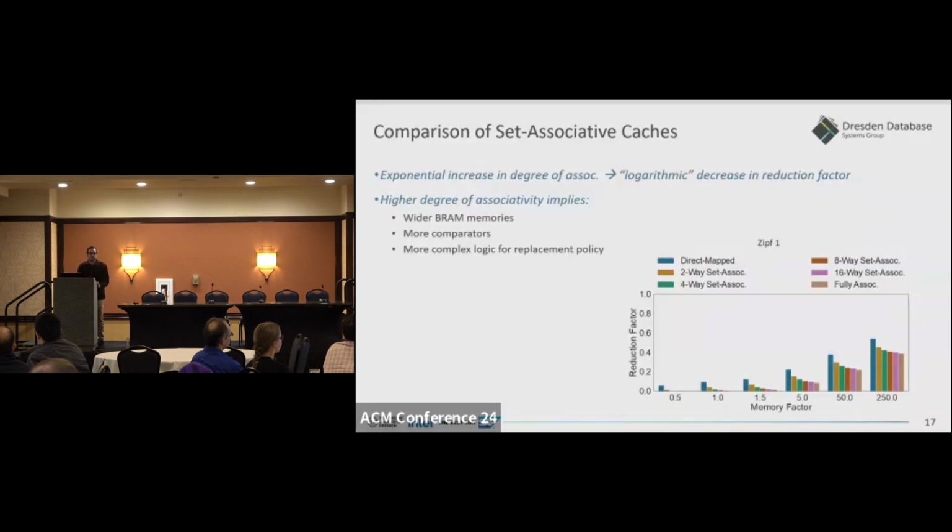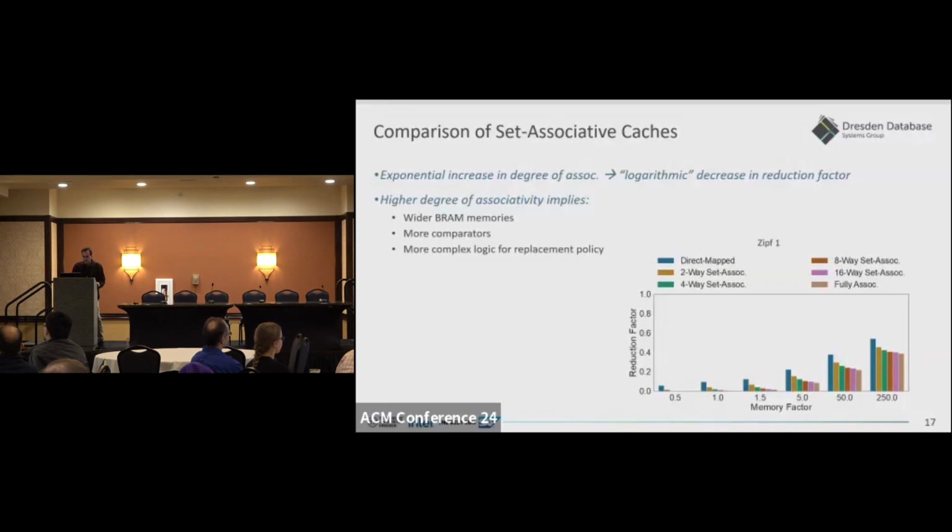Now, the other thing that should be considered here as well is the degree of complexity of the algorithm. So as the degree of associativity of the cache increases, you need wider block RAM memories, you need more comparators, and you need more complex logic to run your replacement policy if you have one. And so throughout our simulations and our benchmarks, we saw that 8-way set-associative caches present a good balance between implementation complexity and the aggregation performance. So reduction factor here.